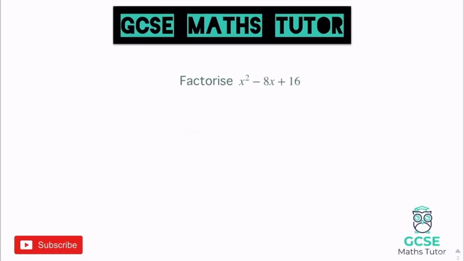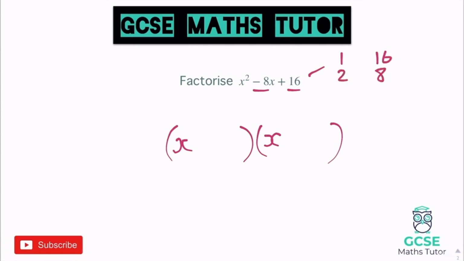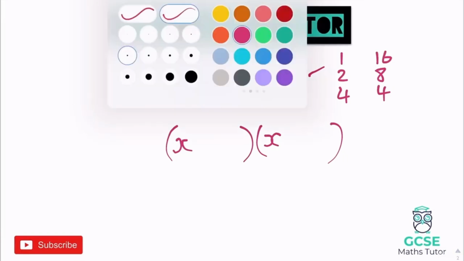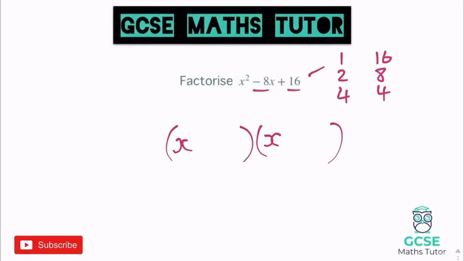Okay, so a different one. I've got a negative symbol in the middle, we've got negative 8x in the middle, and I've got plus 16 at the end. So same again, I'm just going to draw myself a blank double bracket and stick my x in the front of both of them. And then just think, okay, what numbers times to make 16? So I can have 1 and 16, I could have 2 and 8, and I could have 4 and 4. And then I just need to figure out which numbers are going to allow me to get this negative 8 in the middle. Now you might just be able to get to a point where you can actually spot this.